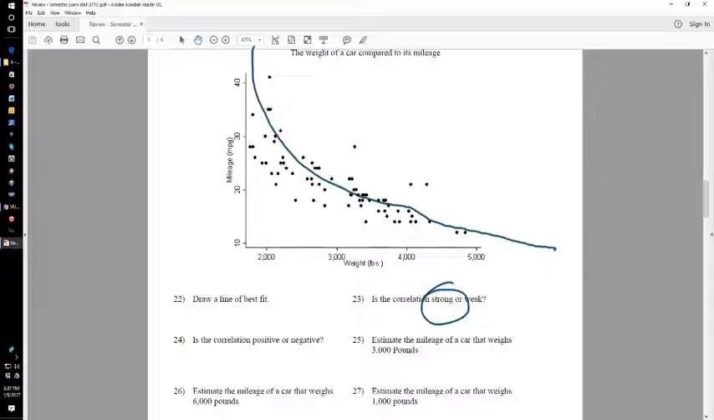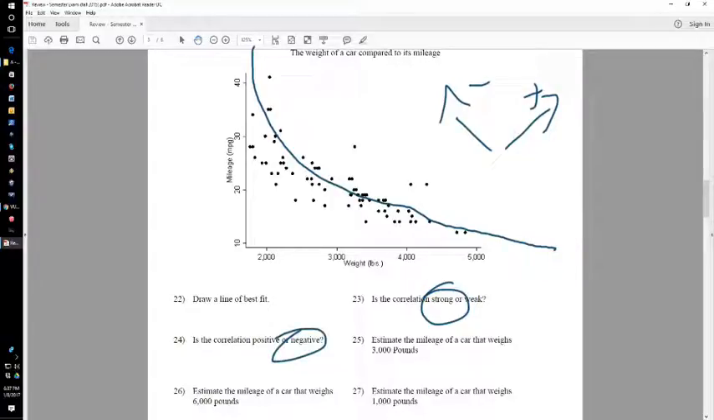Is the correlation positive or negative? Question, how is the slope? Is the slope of this line positive, or is the slope of this line negative? It's negative. It goes up and to the left.